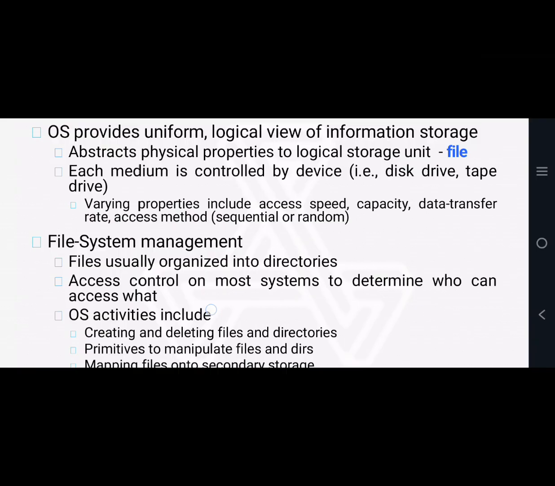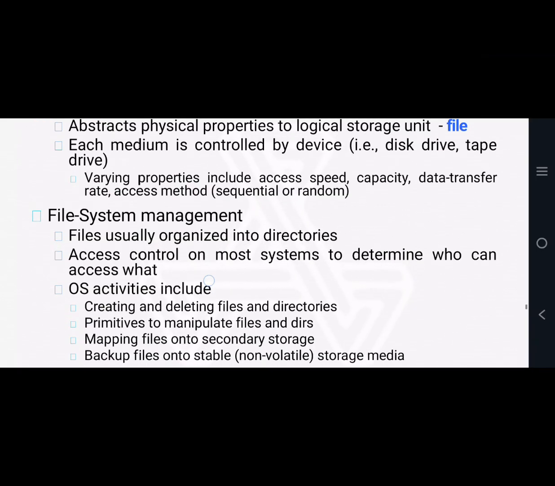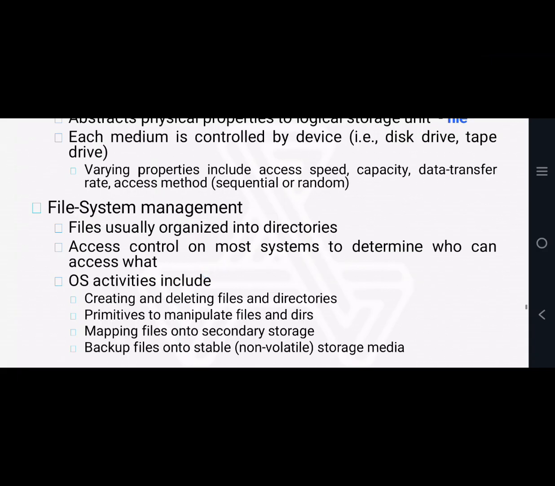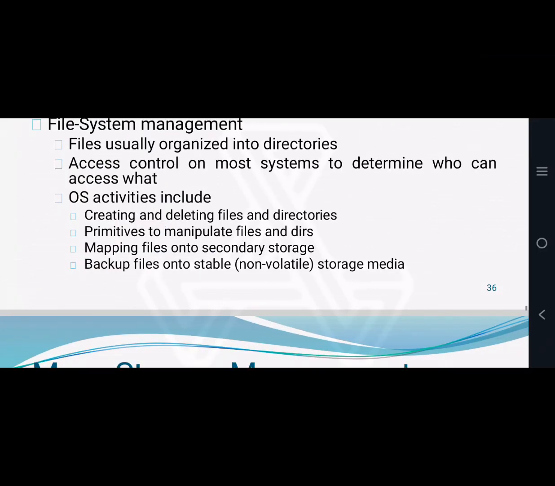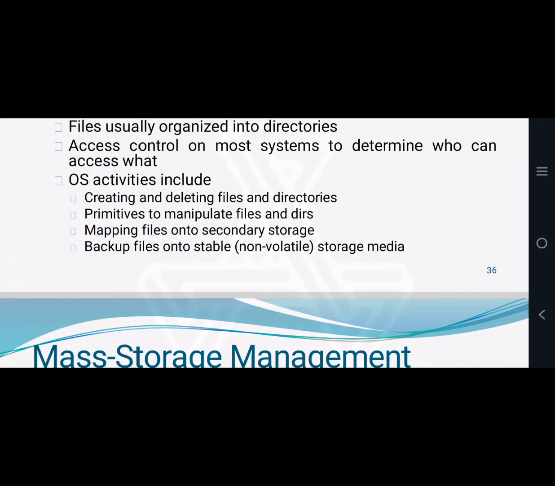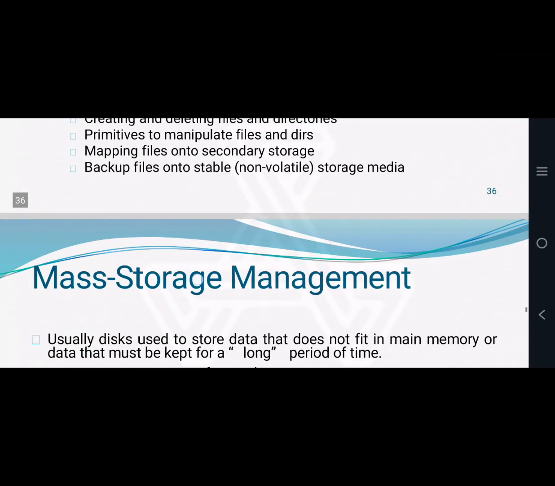Varying properties include access speed, capacity, data transfer rate, and access method, sequential or random. File system management: files are usually organized into directories. Access control on most systems determines who can access what. OS activities include creating and deleting files and directories, primitives to manipulate files and directories, mapping files onto secondary storage, and backing up files onto stable, non-volatile storage media.